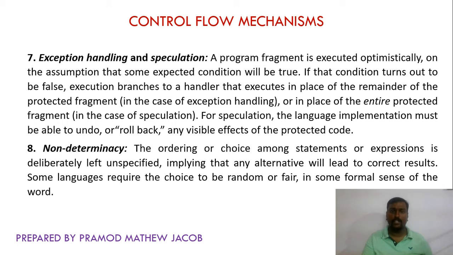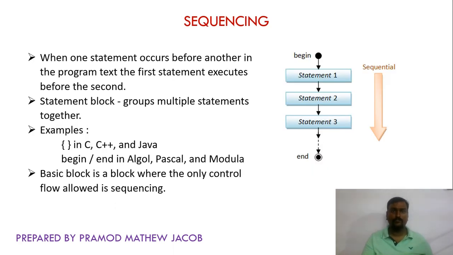Next is non-determinism. There is no particular order for executing the statements. It will follow different orders based on different conditions. So non-determinism is not usually preferred in modern programming languages, as there is no particular order, so it will be difficult for debugging or finding out the errors in the program. So these are the various control flow mechanisms used in programming languages.